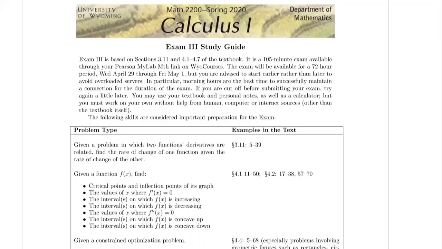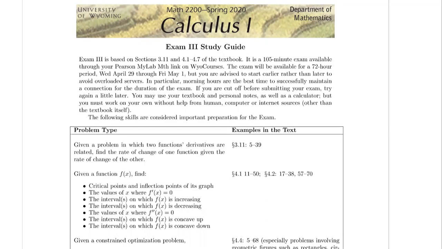Hello, class. Since the exam is going to start on Wednesday, it's going to run Wednesday, Thursday, and Friday, like exam 2 did. I'll be doing the review videos so that you can watch them on Tuesday, the day before the exam starts, instead of on Wednesday.